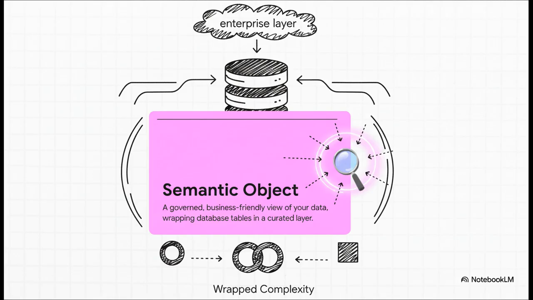Really, you can just think of it as a logical data model. It's this layer of abstraction that wraps up all the messy stuff, the underlying tables, the complex joins, the weird column names, and instead gives you a stable, business-friendly interface. It's our API contract for a domain of data.